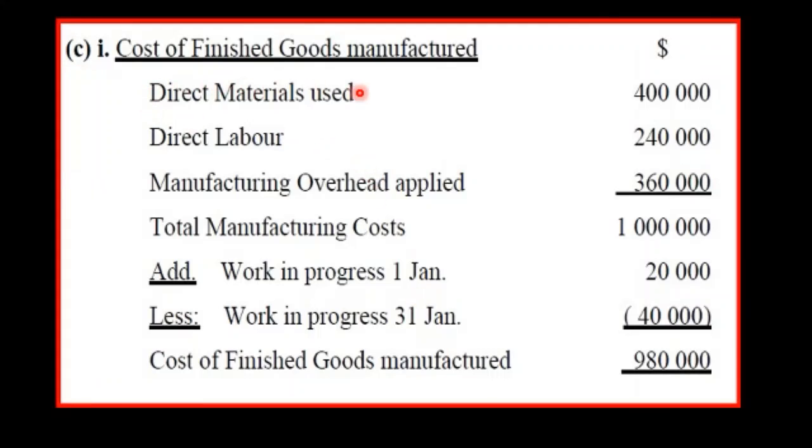Cost of finished goods manufactured. This is a simplified version, just showing the sections. Direct material used, 400,000. Direct labor, 240,000. Manufacturing overhead applied, 360,000. You get total manufacturing cost, 1 million. To that, we add the work in progress at the beginning, we minus the work in progress at the end, and we get the cost of finished goods manufactured. Simple. Now, the question really is, what do we do with this? How do we get, right?